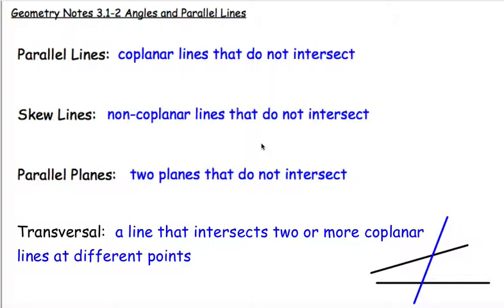And I know that right now skew lines are the new one for this section that people don't know from past knowledge, and they will make more sense when we see them in a picture. But they're not coplanar and they will not intersect. Parallel planes are two planes that do not intersect. And a transversal is a line that intersects two or more coplanar lines at different points. The blue line in this picture right here is a transversal.